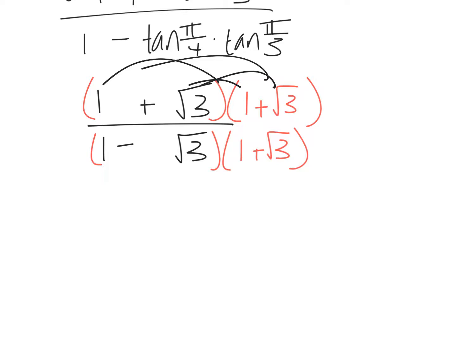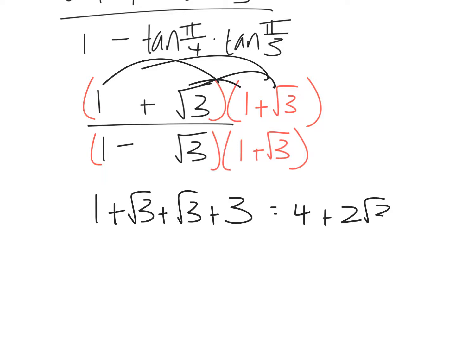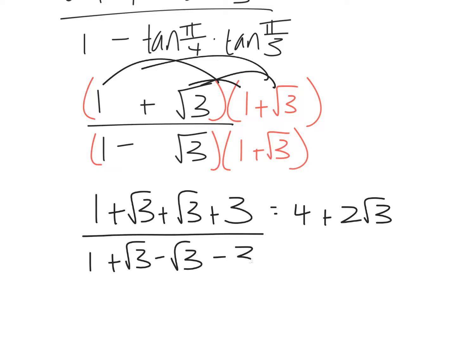When I FOIL the numerator, I get 1 times 1, which is 1, plus radical 3, plus another radical 3, plus whole number 3. Radical 3 times radical 3 is radical 9, which is 3, which is going to simplify to 4 plus, and I have 2 different radical 3's. That's my numerator. And I need to do the denominator also. So when I FOIL that, I get 1 plus radical 3 minus radical 3. Yes, those cancel. And that's what you want. That's the whole purpose of multiplying by the conjugate, is that those middle terms cancel out in the denominator. And 1 minus 3 is negative 2 in the denominator.